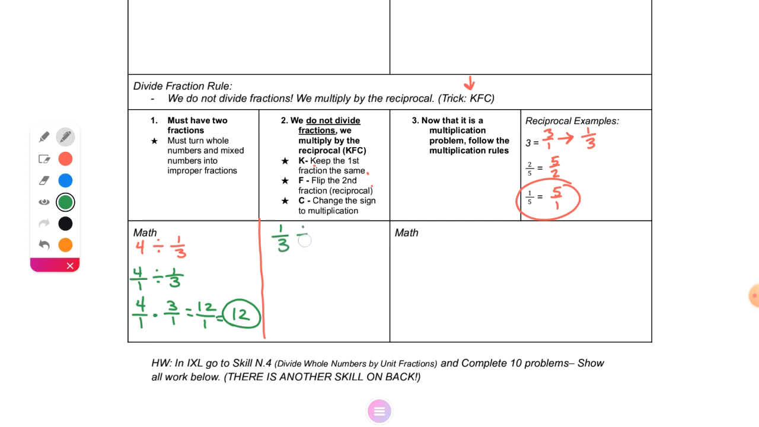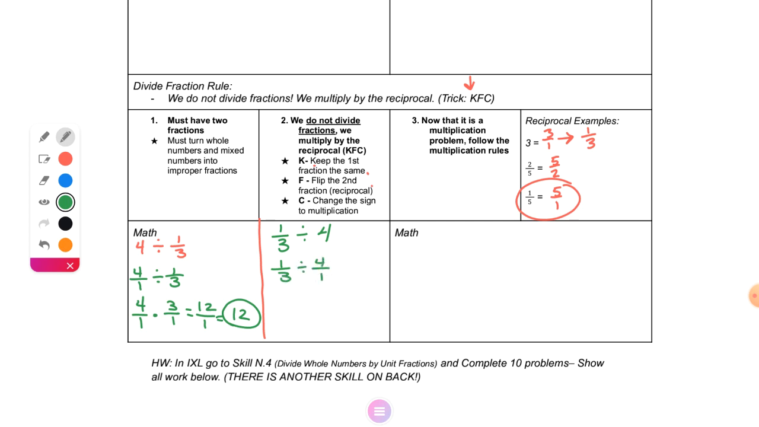1/3 divided by 4. What's my next step going to look like? Bryson, what do you think my next step's going to look like? In 1/3 divided by 4, first, I must have two fractions. You must turn the 4 into a fraction. Yeah, how do I turn 4 into a fraction? 1. Yep, so I have 1/3 divided by 4/1.